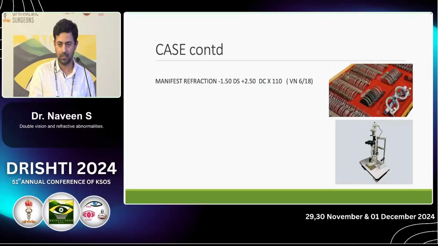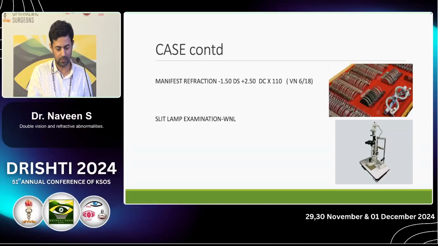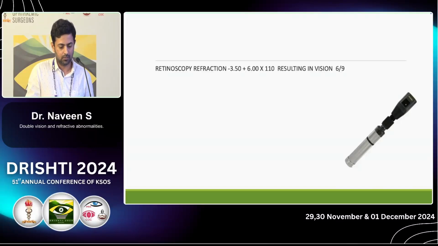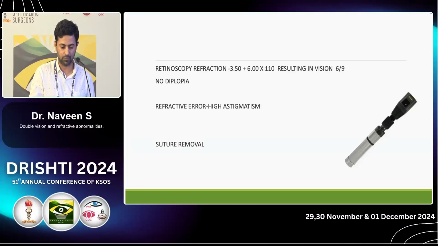Next, we have to do a slit lamp examination to look for any ocular media abnormalities, and the slit lamp examination is within normal limits. We then did an objective refraction, retinoscopy, which showed higher astigmatism with minus 3.5 diopter sphere with a 6 diopter cylinder, and the patient's vision improved to 6/9 from 6/18, and the diplopia got resolved. So, this is a case of high refractive error, high astigmatism, which caused a monocular diplopia. The tight suture may be causing the problem, and suture removal will reduce the diplopia.